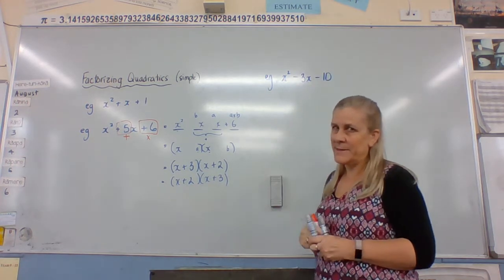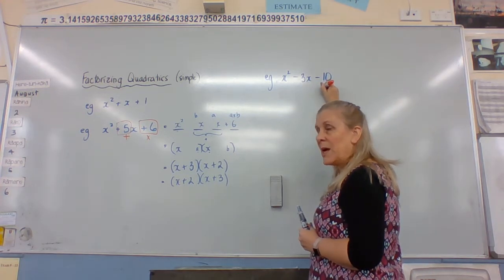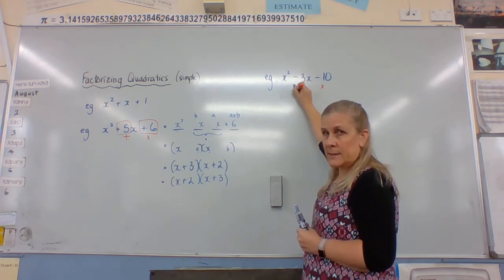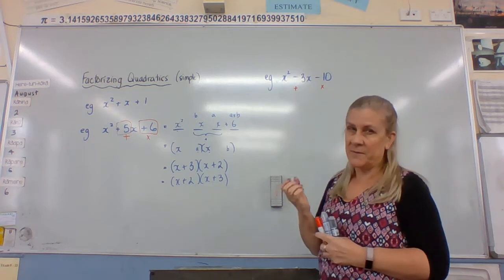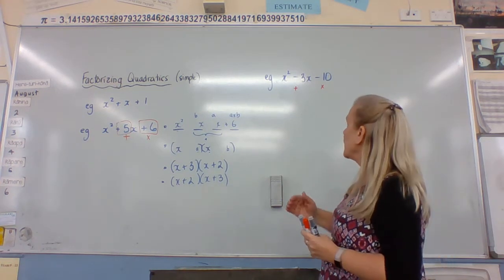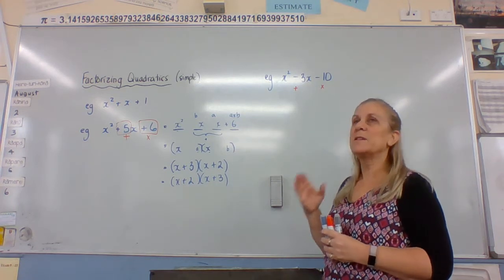Okay, a little bit harder this time. What multiplies to give negative 10 and adds to give negative 3? Right, let's think about numbers that multiply to give 10. We've got 1 and 10 and 5 and 2. And we want to get to 3. Can you get to 3 with 1 and 10? No. So it's going to be the 5 and 2.